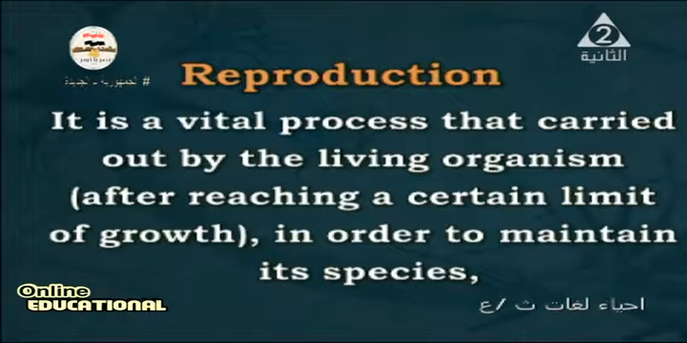Reproduction is a vital process. What is meant by vital process? A vital process means a process that the living organism depends on. Like what? Like after reaching a certain limit of growth, the living organism maintains its species by reproduction. Okay.